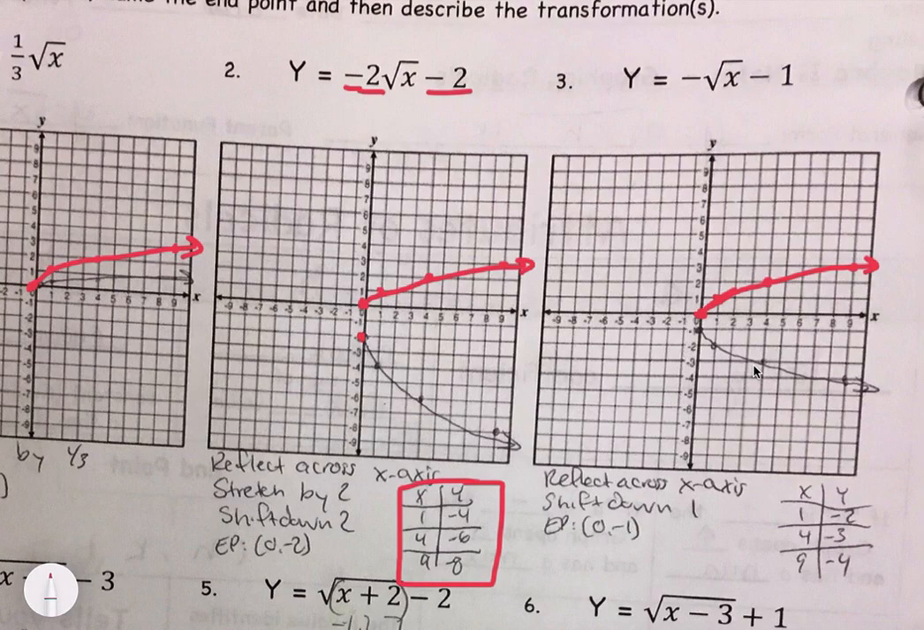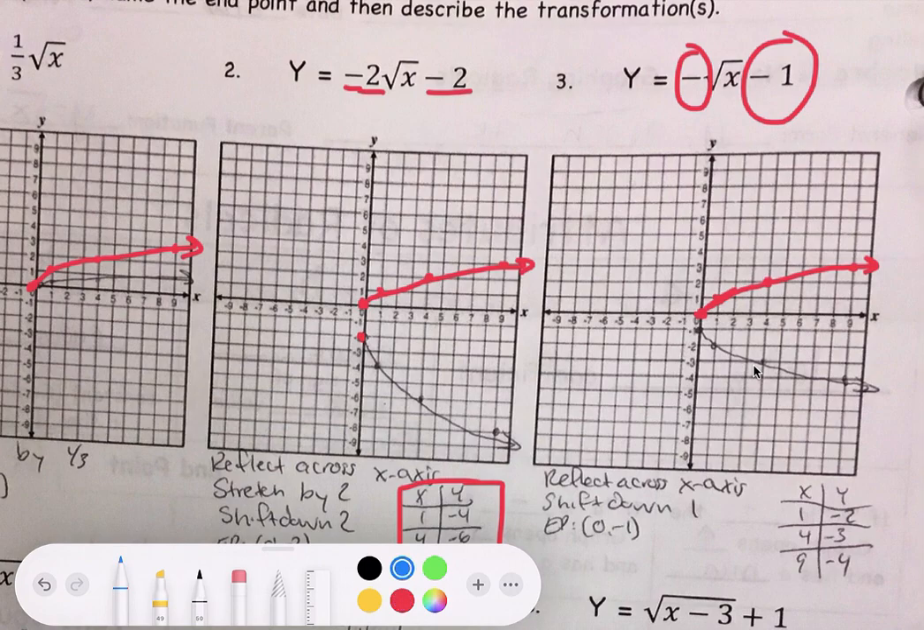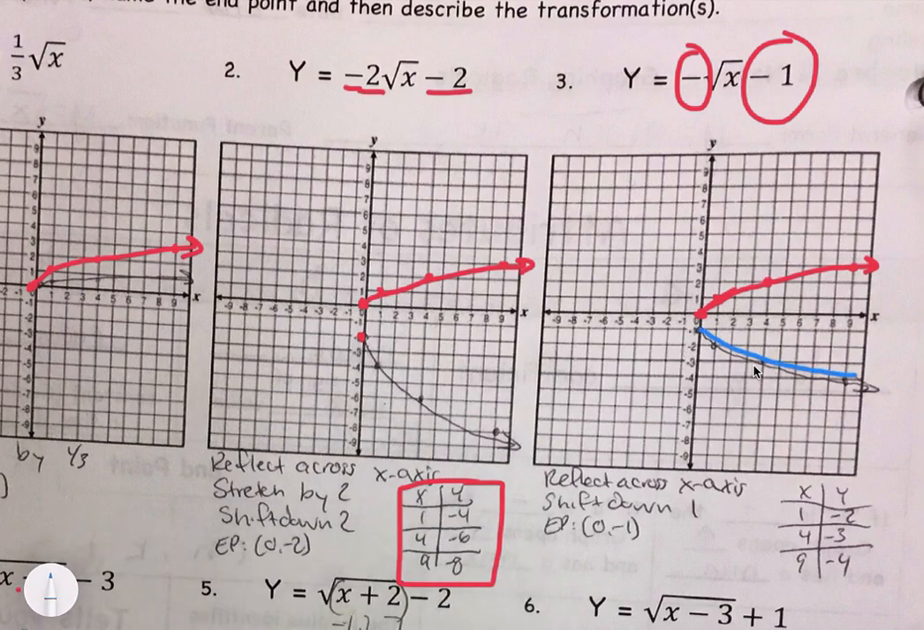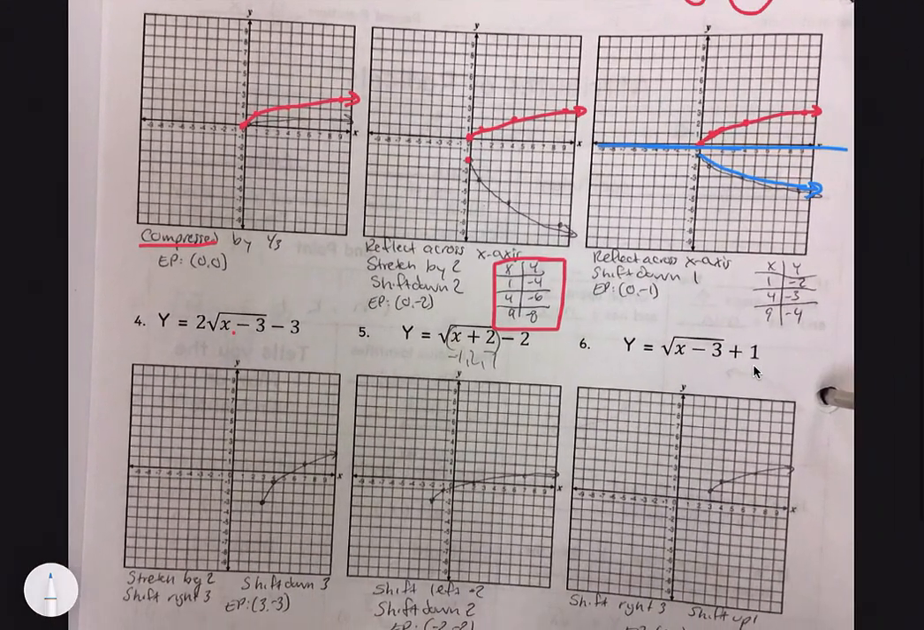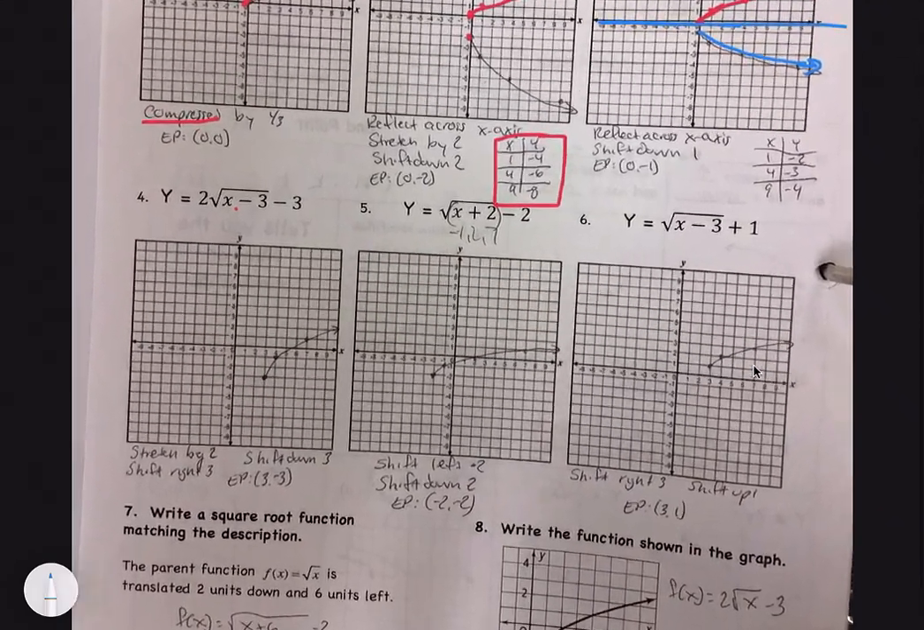So this, you can see, it reflects and it moves down 1. And so it's interesting how close this graph is. You can see how it reflects, because if you had a mirror right down the middle here, you could almost flip them on top of each other if we hadn't had that shift down 1. So that's why the endpoint is at 0, -1. And then you can see I plugged in my x values for 1, 4, and 9 to see what would happen.